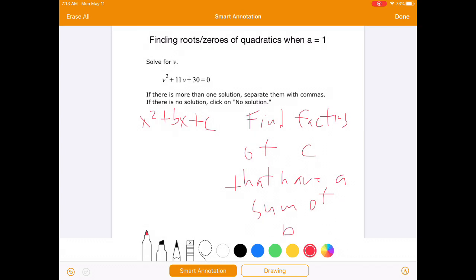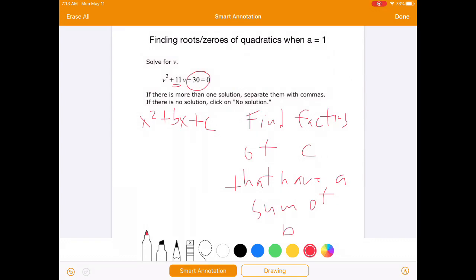Because if you remember, the last term ended up being two things that multiplied together to give us that 30. And then the middle terms, the O and the I, added together since they were like terms to give us the 11. So that's why they have to be factors of c that add up to b.